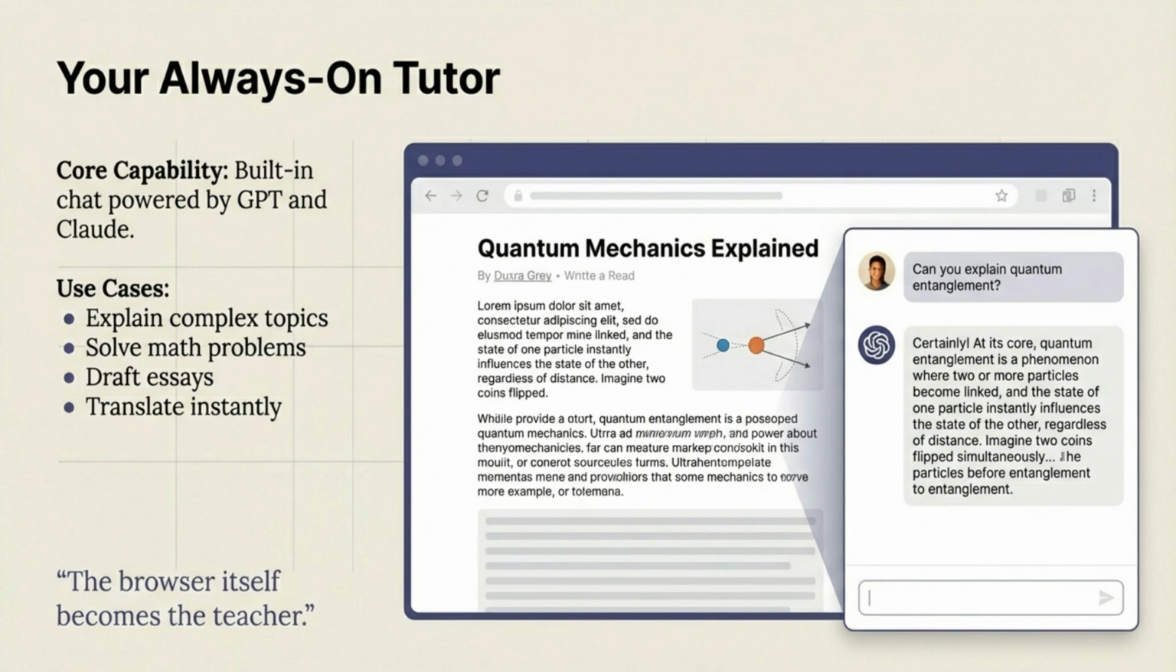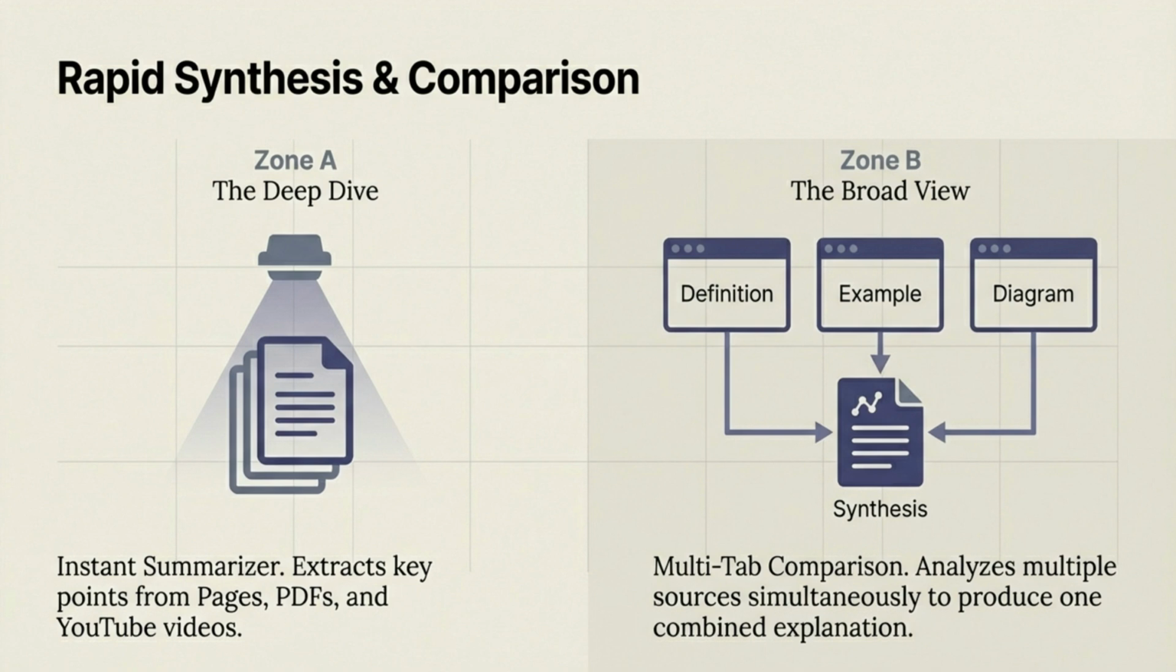Comet acts as your always-on tutor with a built-in chat powered by GPT and Claude. Use cases include explaining complex topics, solving math problems, drafting essays, and instant translation. The browser itself becomes a teacher. It offers rapid synthesis and comparison.